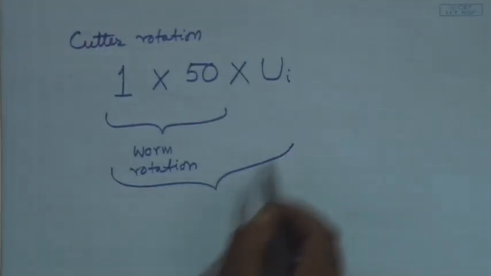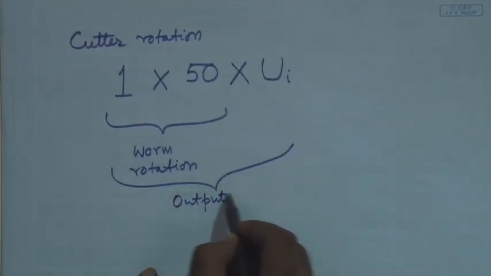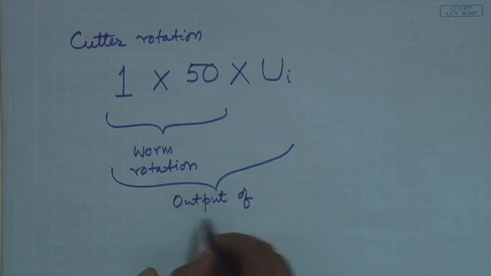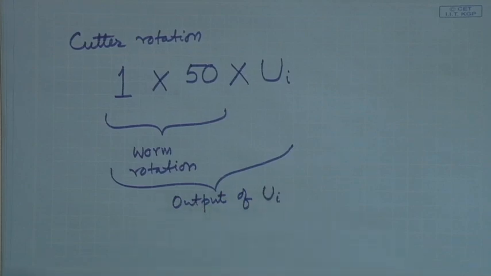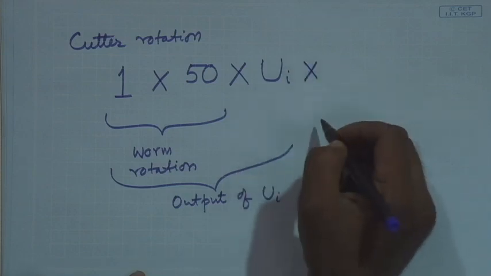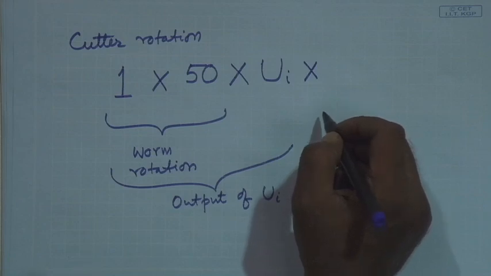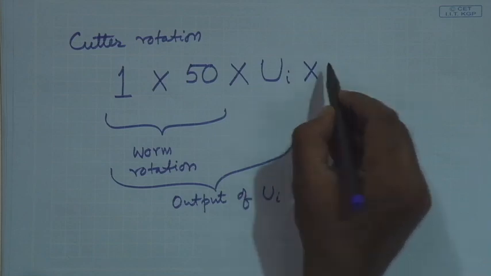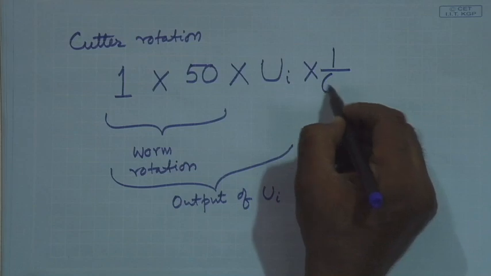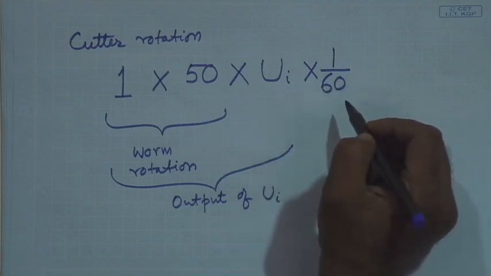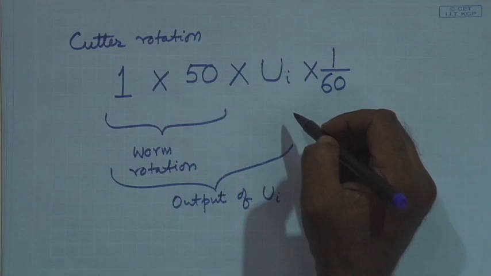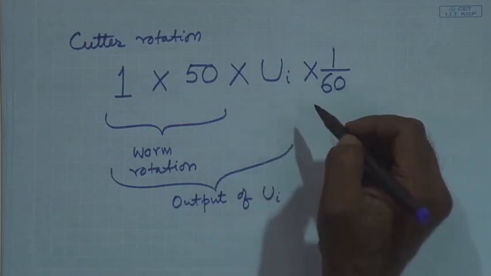So, we write output of UI, output of the index gearbox. After this we have a worm and worm gear pair, and it is given K3 equal to 1 and Z3 equal to 60. So, we have 1 by 60. Now, the ratios are not in reverse anymore, because we are moving forward through the machine elements, worm to worm gear. So, fine.